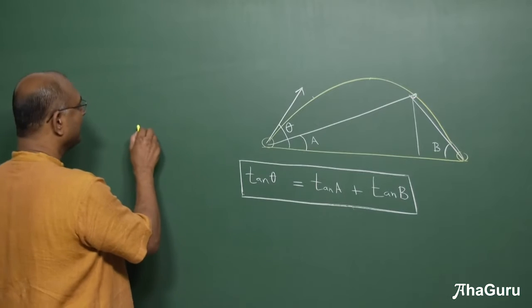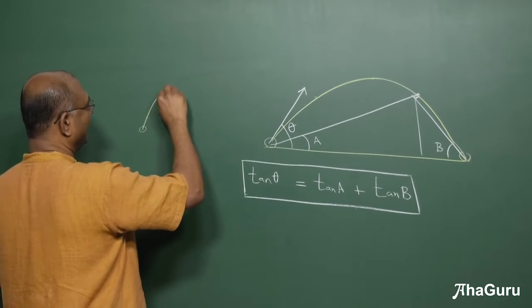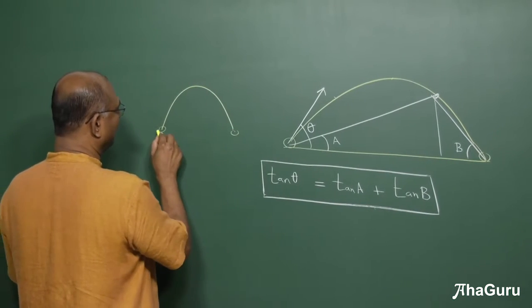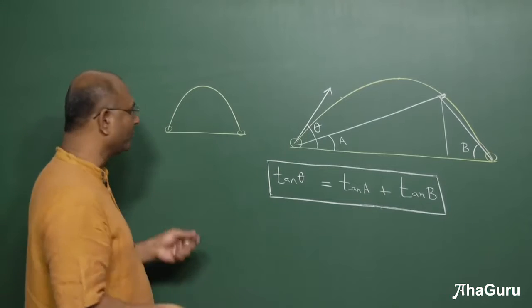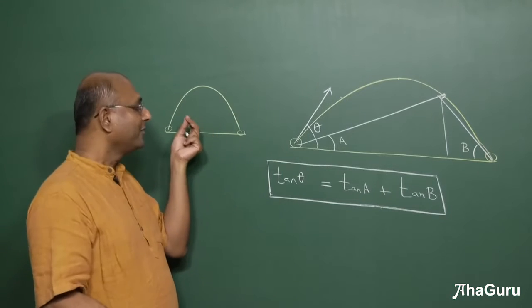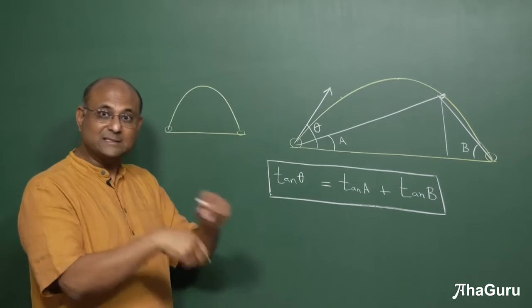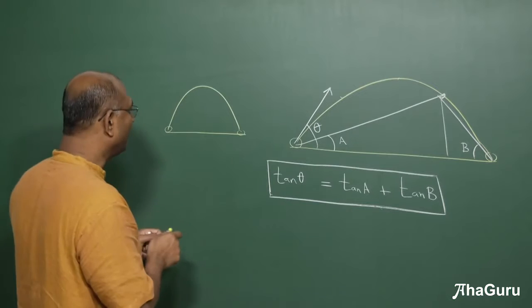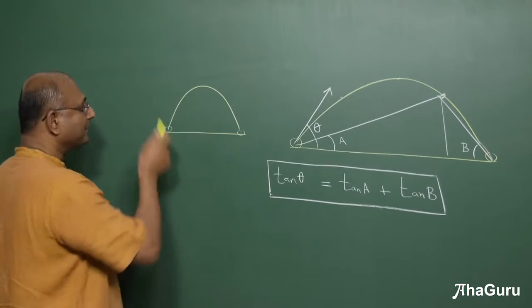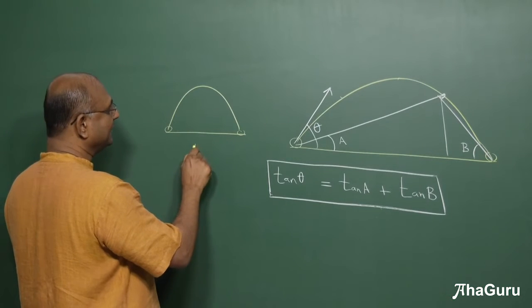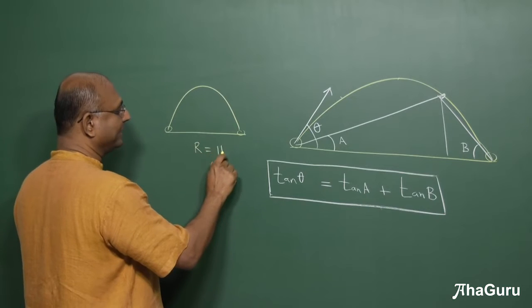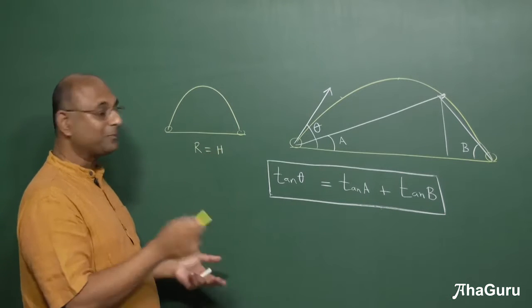So for example, if the question says, and by the way, this kind of a question used to come up a lot in NEET, doesn't come up anymore. But now if it does come up, you can solve this in less than half a minute. Let us see how, or not even half a minute. Suppose the question says that the range is equal to the maximum height. Find the angle of projection.